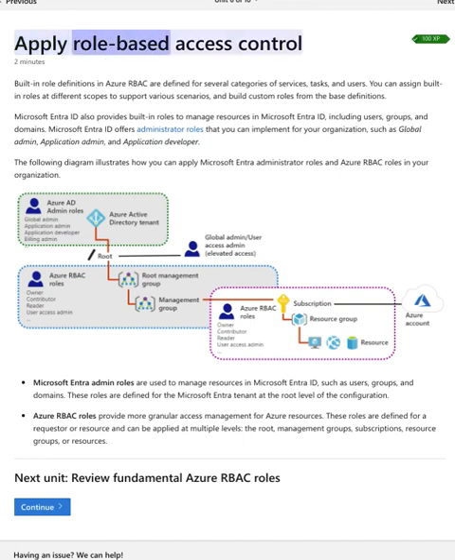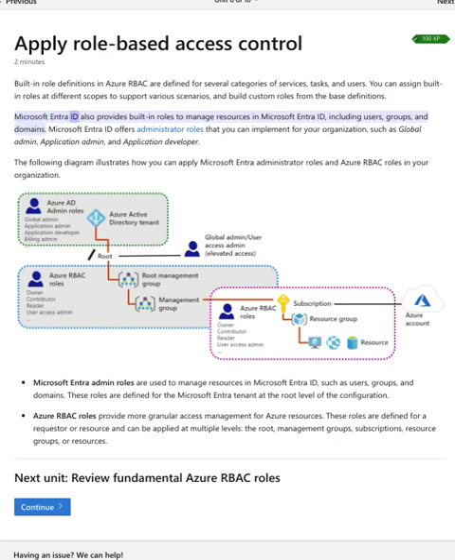Apply role-based access control. Built-in role definitions in Azure RBAC are defined for several categories of services, tasks, and users. You can assign built-in roles at different scopes to support various scenarios, and build custom roles from the base definitions.